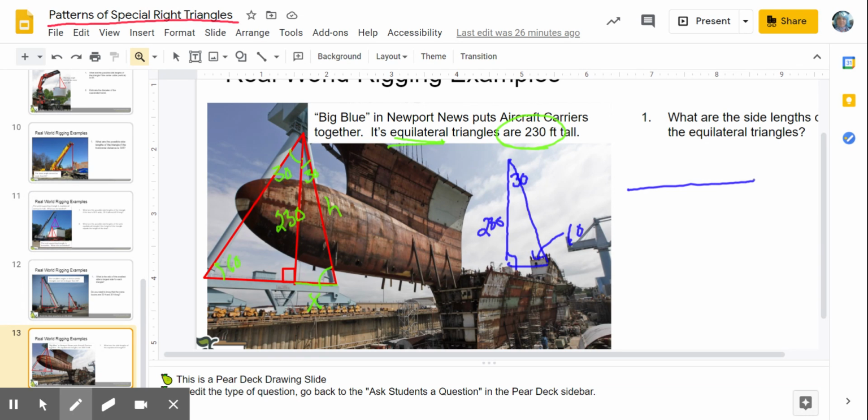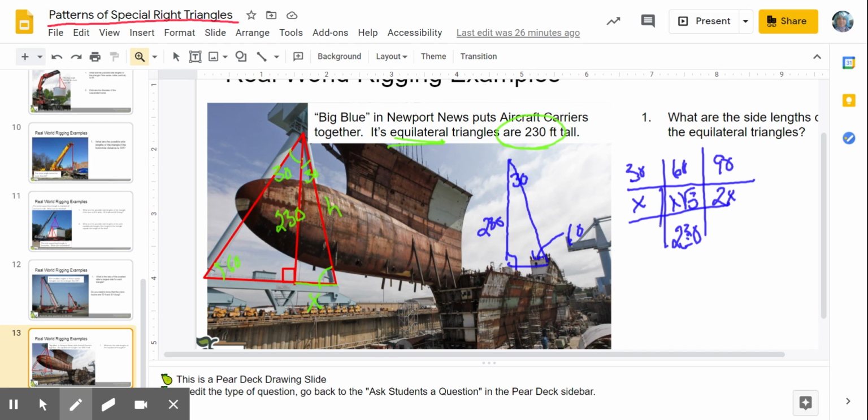I can also make my hashtag if you like that. Some people like this and some people don't. You just got to figure out what your method is. x, 2x, and x on the square root of 3. Where do I put the 230? And what's the next step?